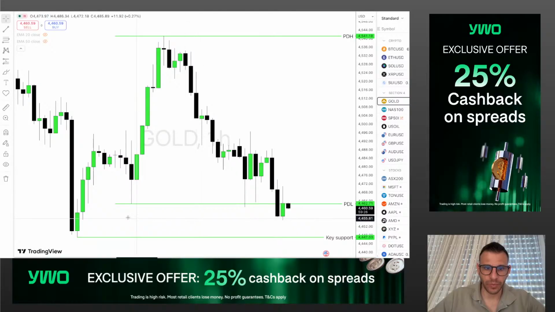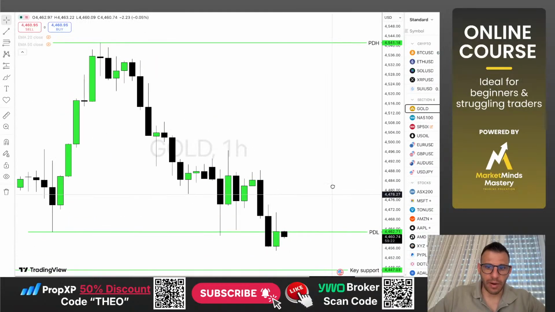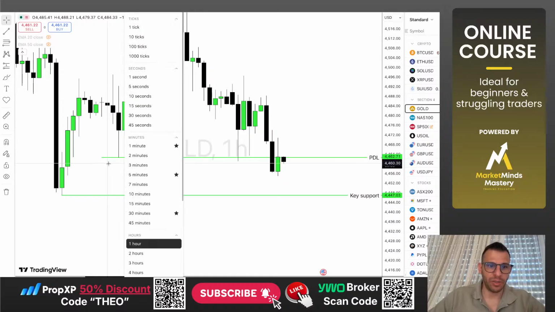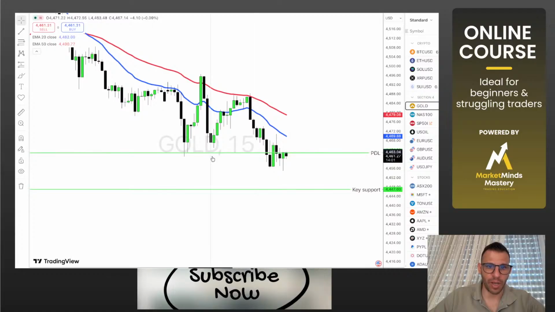Hourly, here are the things getting a bit interesting. On the hourly, we see that the market keeps making lower highs and lower lows, but we have this candlestick pattern here that suggests that the price might push to the upside, but it's too early to assess this one. Let's go down to the lower time frame.